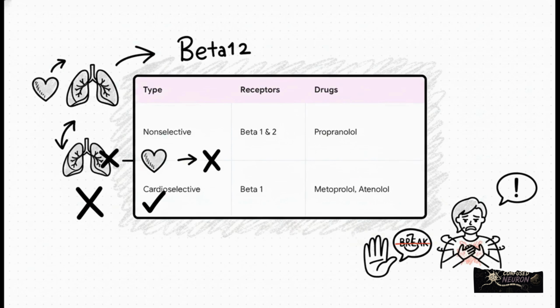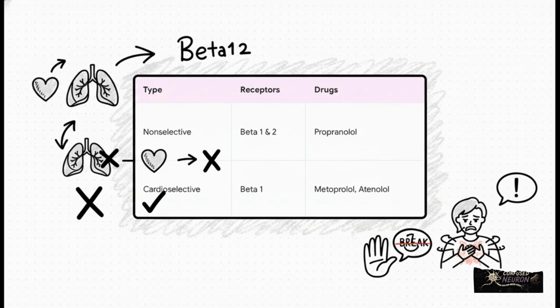Now, this concept right here is arguably one of the absolute most important things to grasp, the difference between non-selective and cardioselective beta blockers. Non-selective drugs like propranolol block both beta-1 and beta-2 receptors. Cardioselective drugs like metoprolol and atenolol preferentially block beta-1 receptors. Why does this matter? Well, beta-1 is in the heart. Beta-2 is in the lungs.